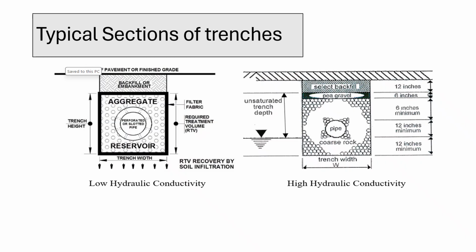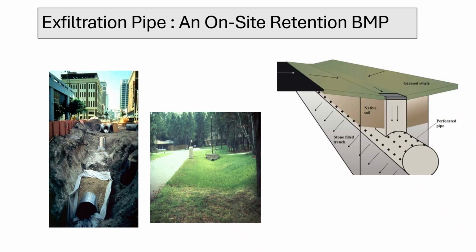designing trench systems. Exfiltration pipe is a best management practice used for on-site stormwater retention. The images here show real-world examples of this approach. One installed in an urban area about 30 years ago that is still functioning today, and another application in a residential setting. The schematic gives you a sense of how the system is designed and how it works in practice.